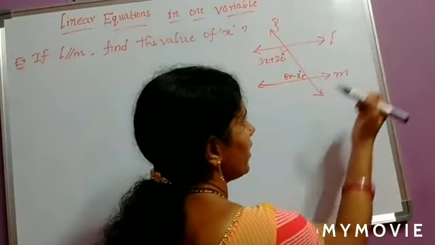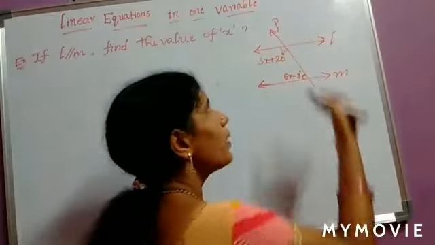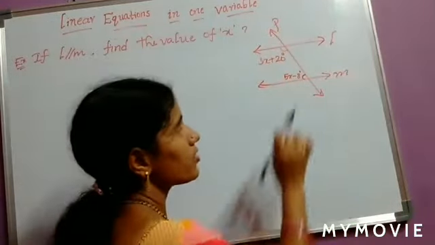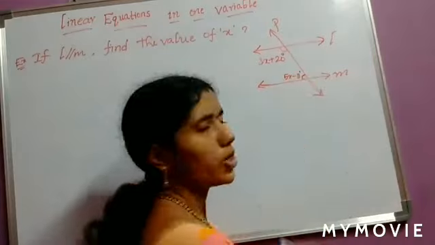Here L line, M line, both are parallel lines. L is parallel to N. P is transversal. Now we find out the x value.